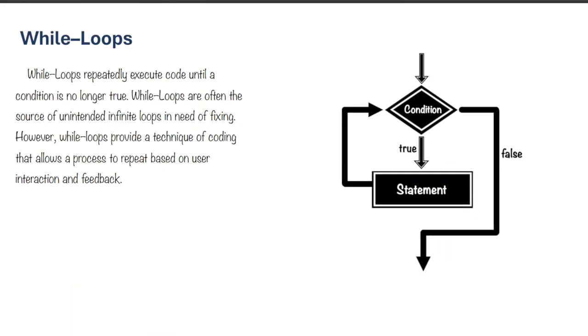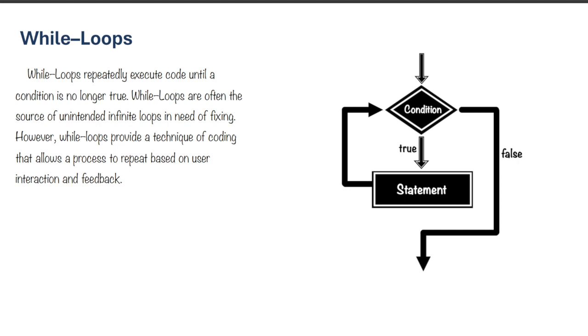Next up are while loops. While loops repeatedly execute code until a condition is no longer true. While loops are often the source of unintended infinite loops in need of fixing. However, while loops provide a technique of coding that allows a process to repeat based on user interaction and feedback.